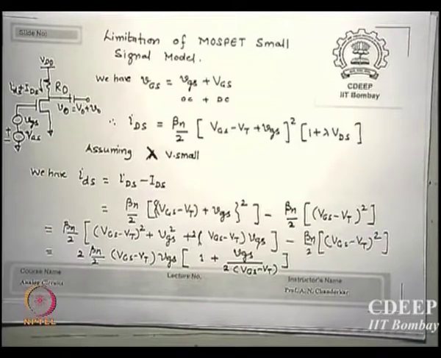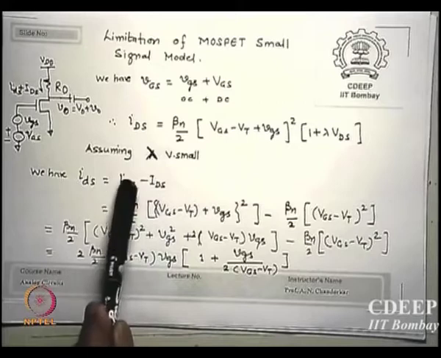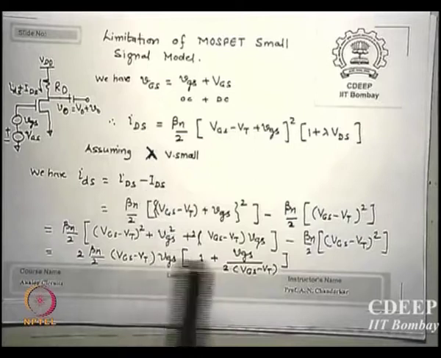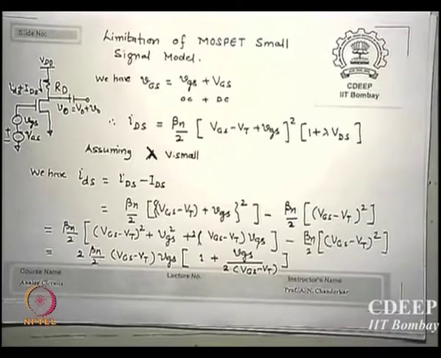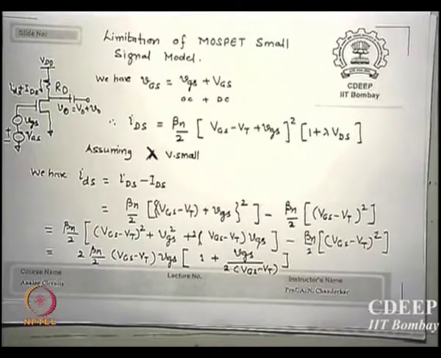Is that okay? What is AC current? Total current minus the DC current. So I just subtracted. I use the expression for this: this is the expression for total current, this is the expression for DC current. I just subtracted, nothing very serious, and I expanded the terms to see which terms cancel. Is that point clear?